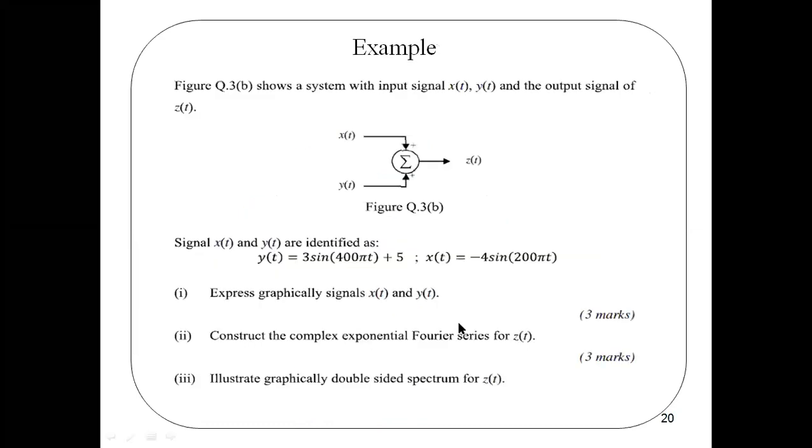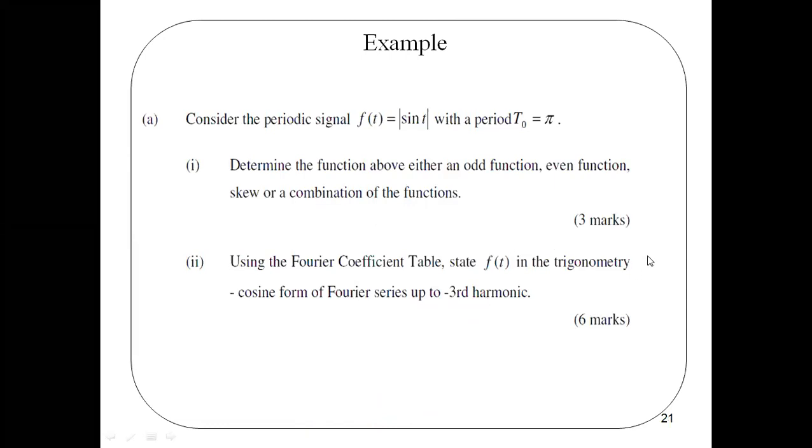Okay, so we did this example yesterday, and I hope that you now understand the construction, or illustration, of a double-sided spectrum for the complex exponential type of Fourier series. Let's have a look at this example now, in which we are given a periodic signal f(t).